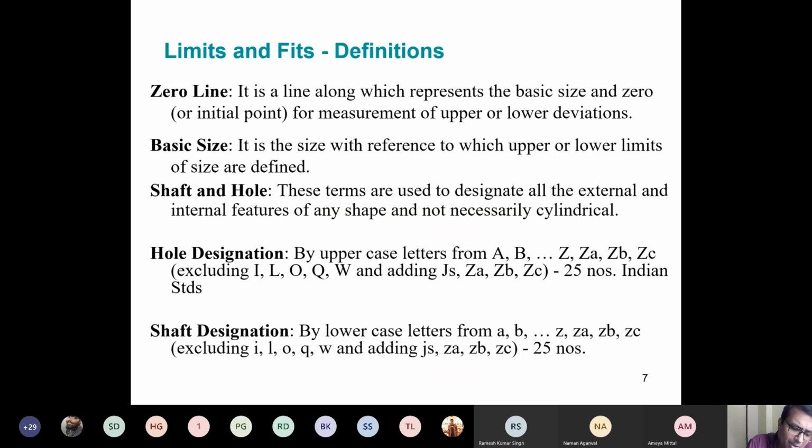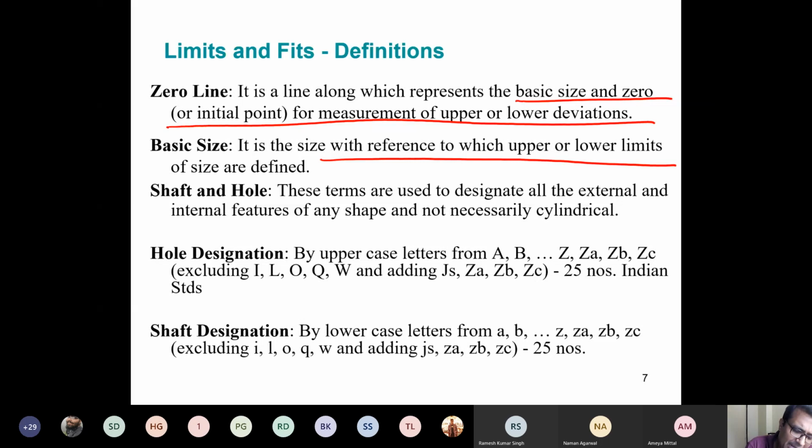So zero line is the line which represents the basic size, and the zero is the measurement for upper and lower deviation. So zero line is just the measurement for upper and lower deviations. Basic size is the size with which reference to upper and lower are defined. So you have some size which you have decided. Basic size is that size, and typically there will be some ranges. I'll show you how you define. There is a range in which you can find these sizes.